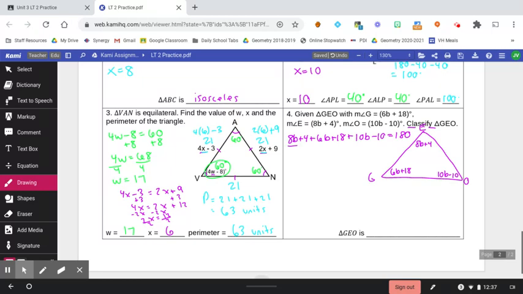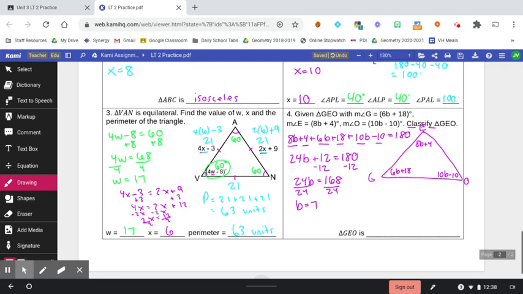All right, so I have 8B, 6B, and 10B. So that's 24B. And I have 4 and 18, which is 22. 22 minus 10 is 12. So 24B plus 12 equals 180. Subtracting 12 is 168. And if I divide by 24, I get B equals 7.